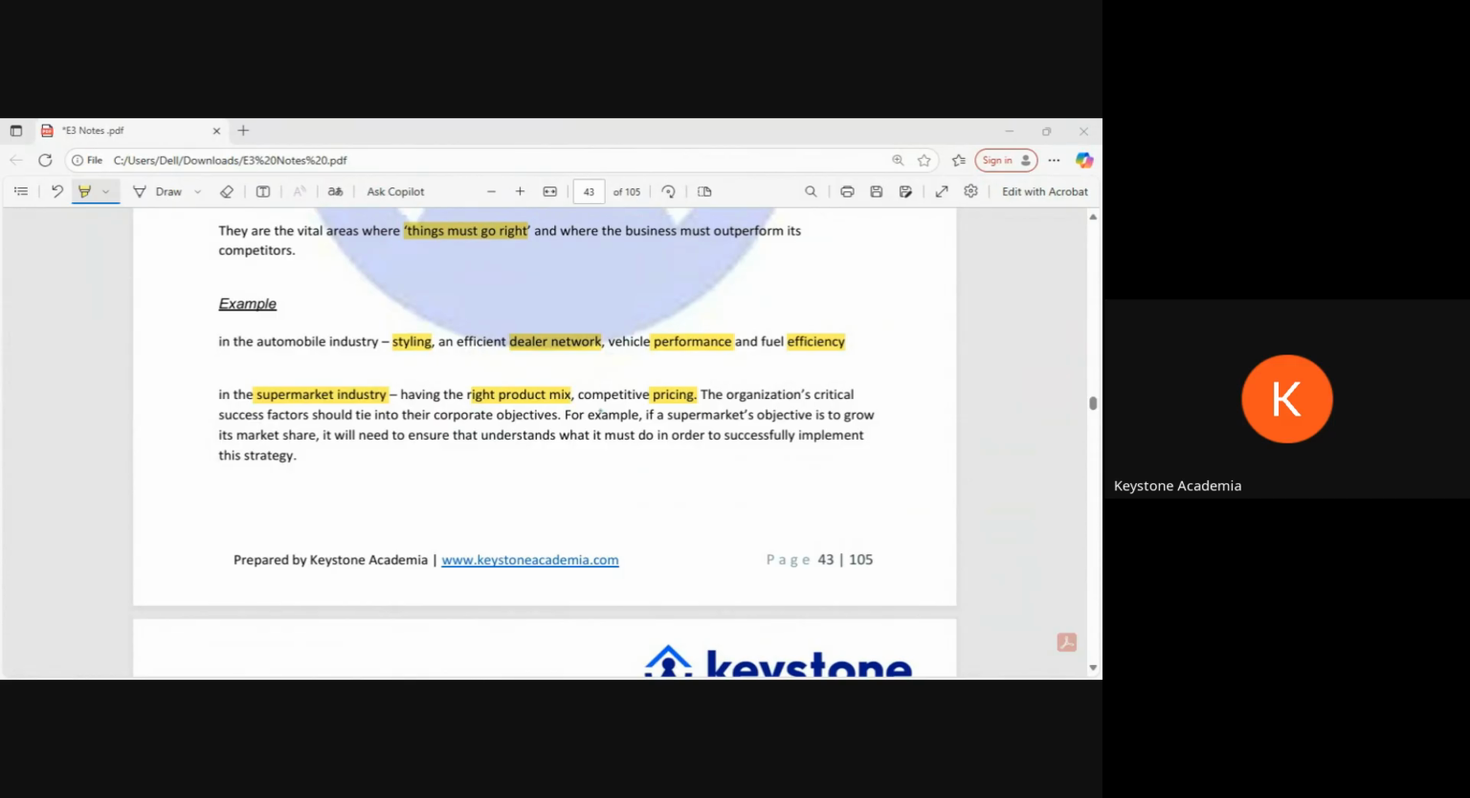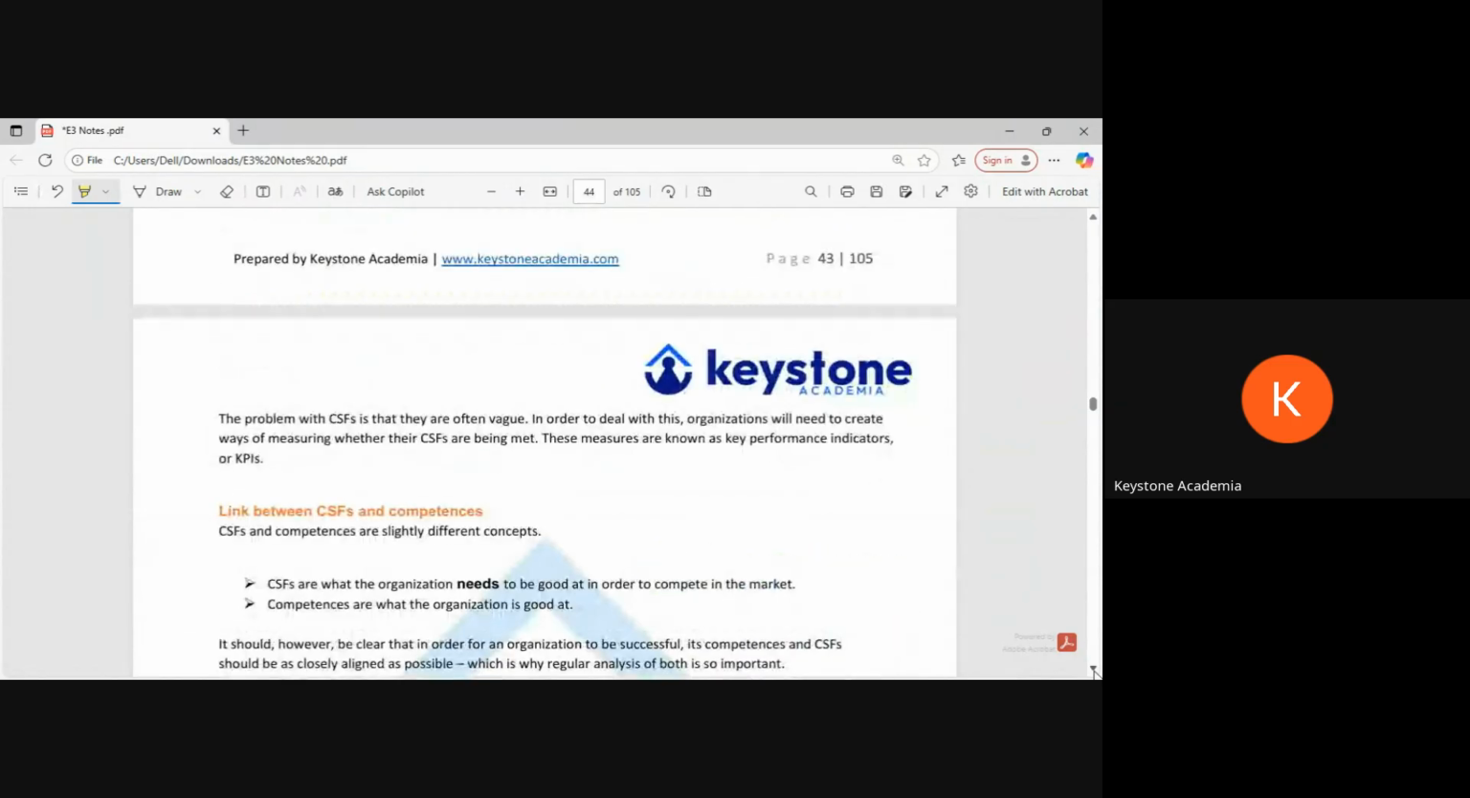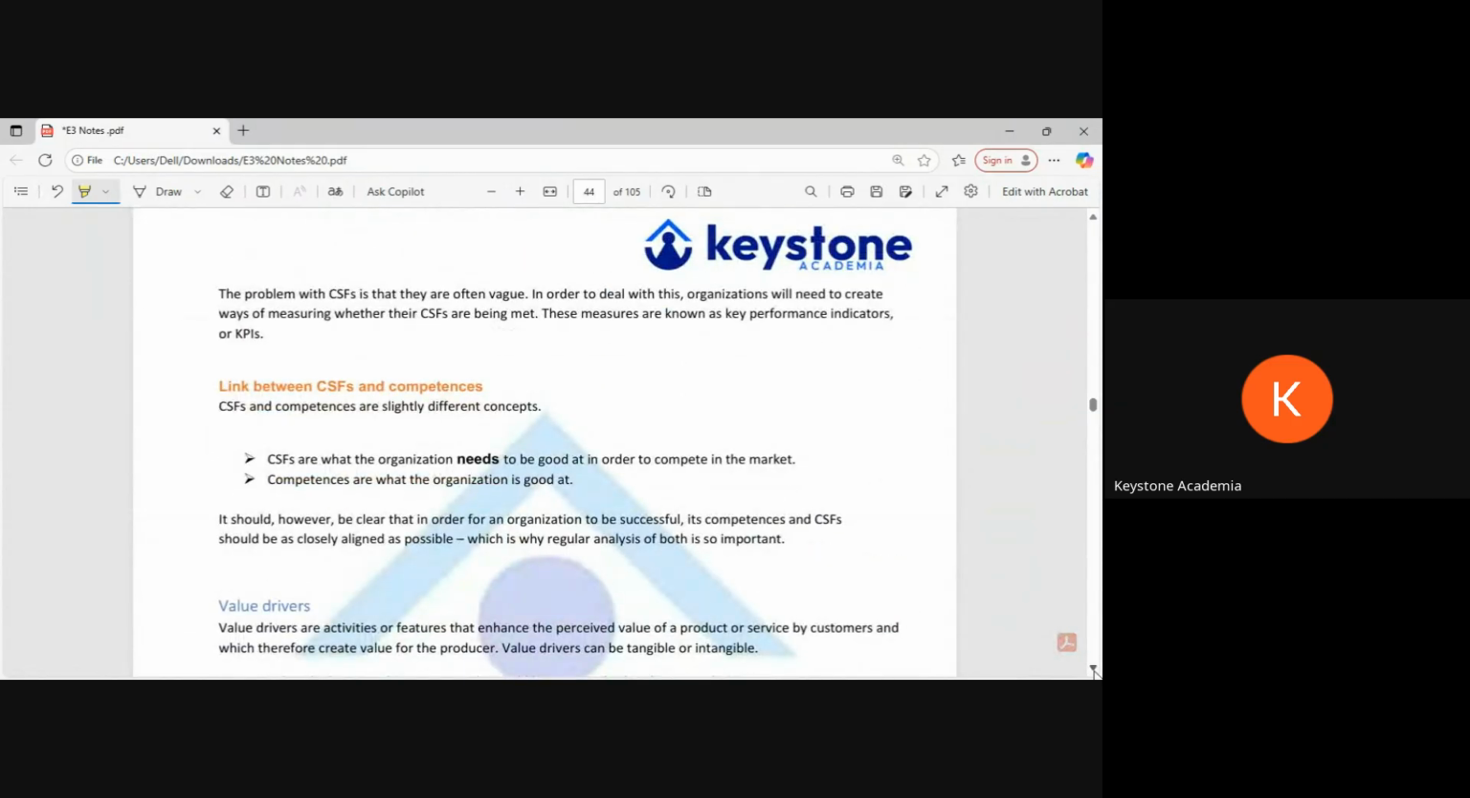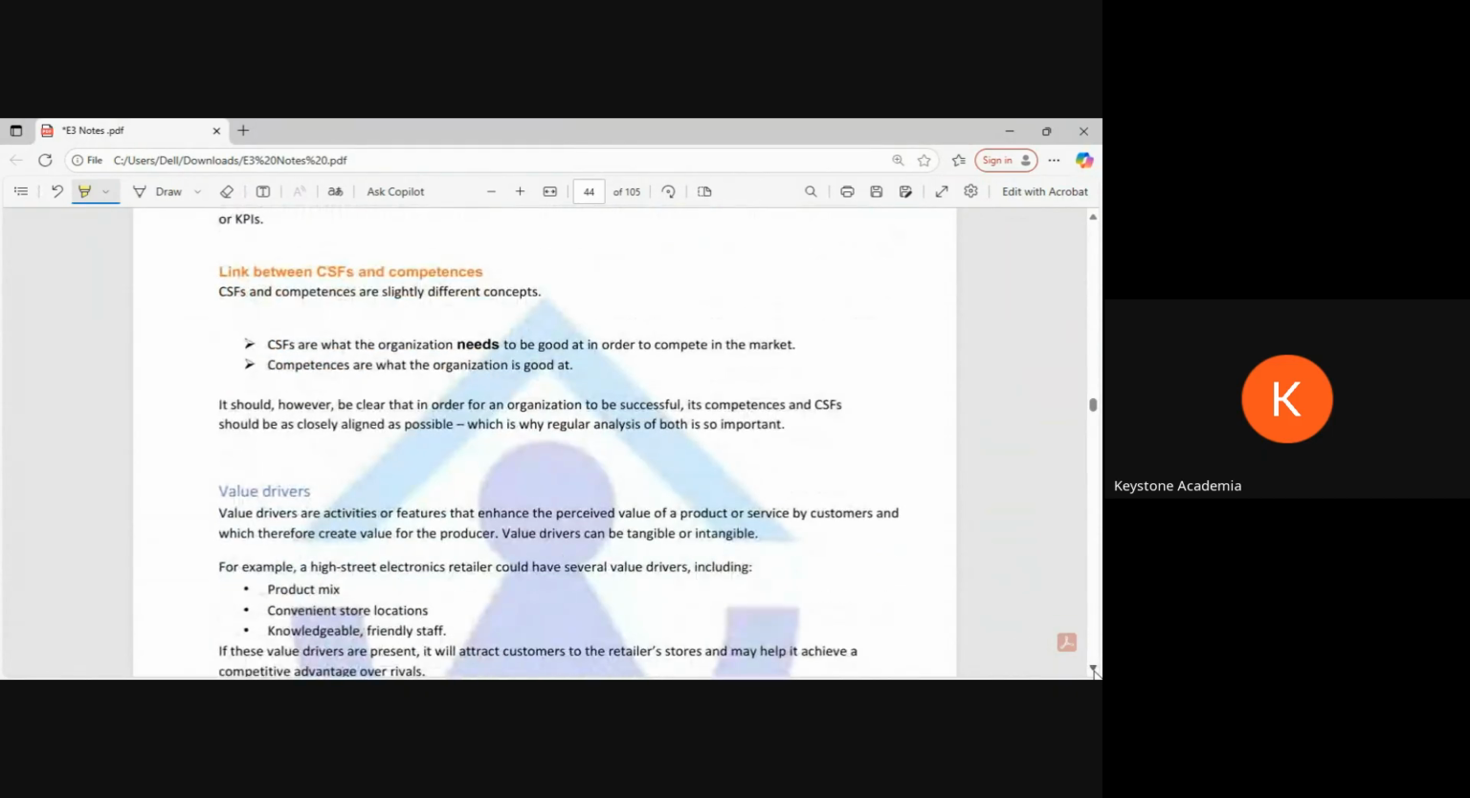So safety can be one of the CSFs. Then the link between CSF and competencies. Critical success factors, or CSFs, are what the organization needs to be good at in order to compete in the market. And competencies mean what we are already good at.